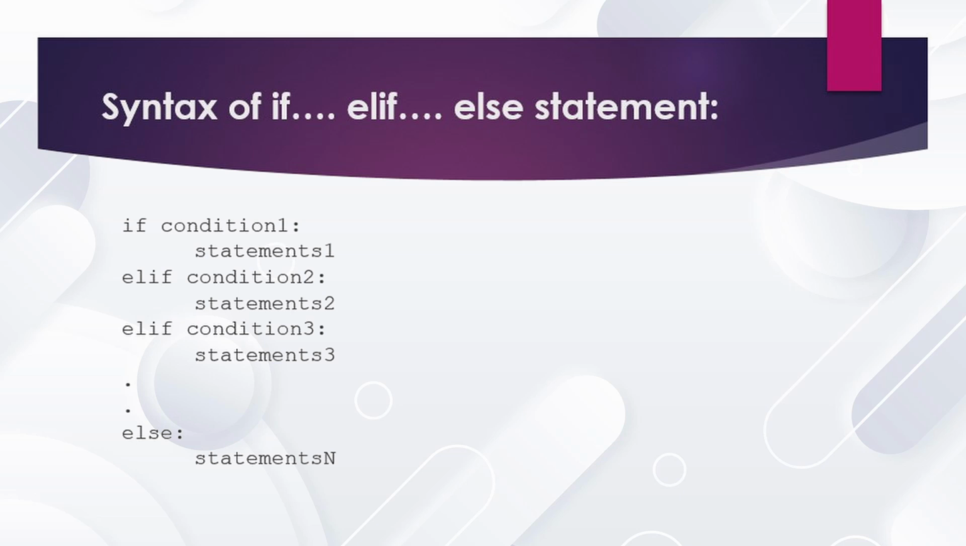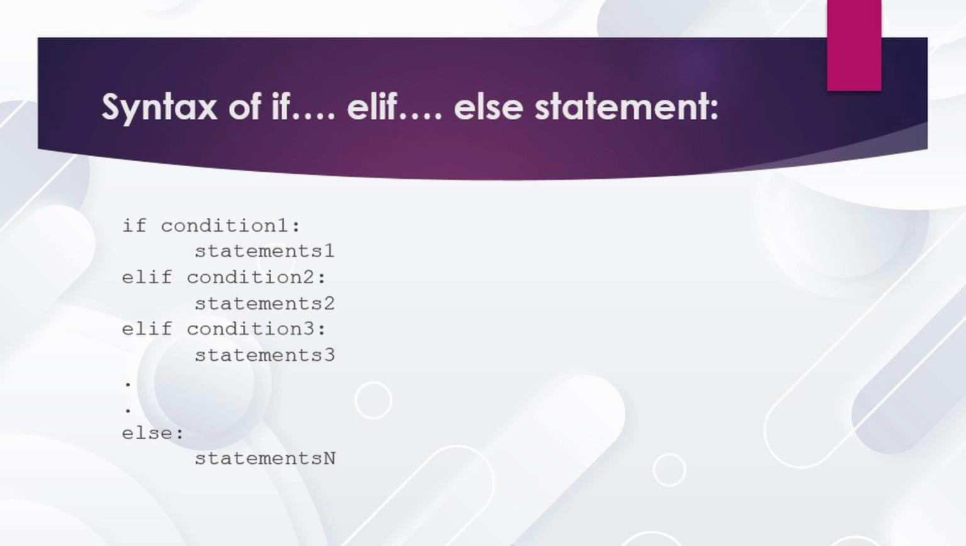Let us now try to understand the syntax. Unlike the simple if-else structure that handles only two possibilities, the if-elif-else chain allows us to test several conditions in sequence. Python evaluates these conditions from the top to the bottom. And as soon as it finds a condition that is true, it executes the corresponding block of code and skips the rest of the conditions and their associated blocks.